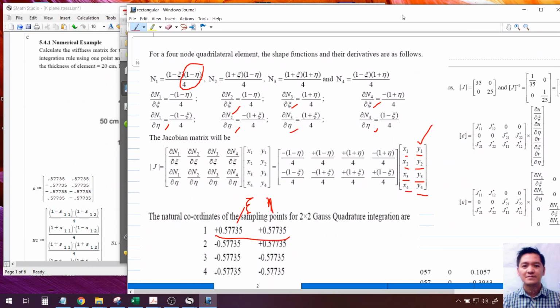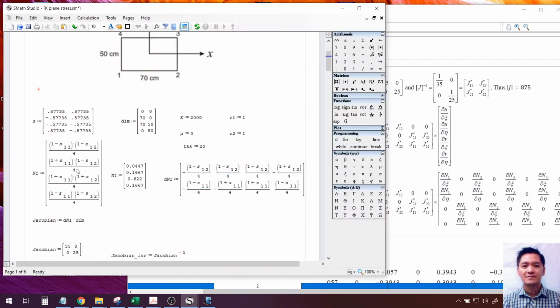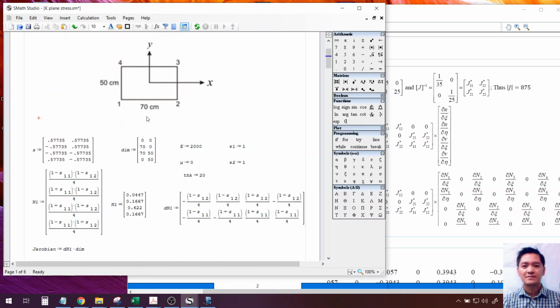Nakita ko simultaneously with the SMATH, which is this. Right? Ginawa ko lang siyang S matrix. So ito yung coordinates. So node 1, 0, 0. Node 2, 70, 0. Node 3, 70, 50. And then node 4, 0, 50. Okay? Then ito yung gagamitin nating sampling points.